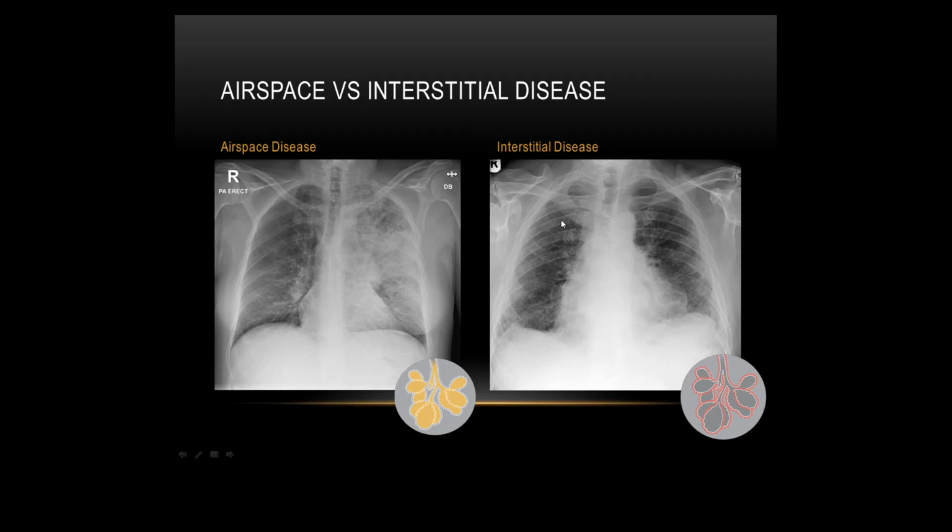Now moving over to interstitial disease. Interstitial disease is a disease within the scaffolding of the lung. We've all heard of the interstitium of the lung. Your lungs are built up of polygonal structures, and this is all the interstitium here.